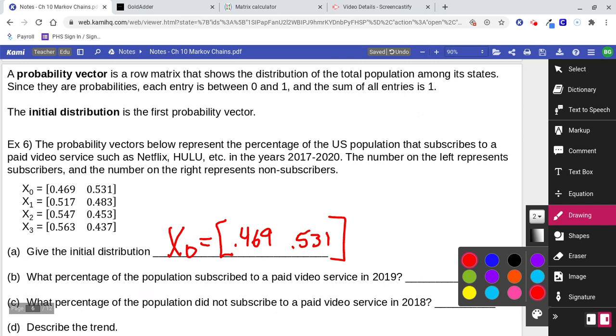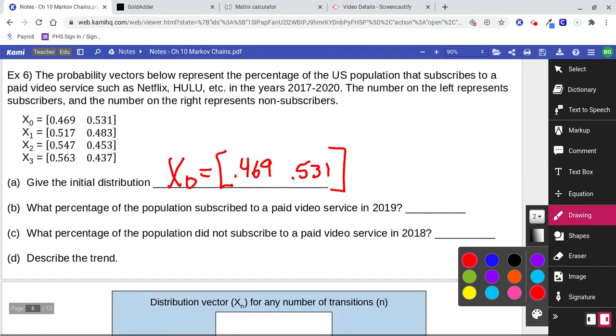So this is not the same thing as a transition matrix. This is trying to describe the population and what they are. A transition matrix is trying to describe the probability that they'll do what they'll do. Okay? So it's different. Notice it's not a square.